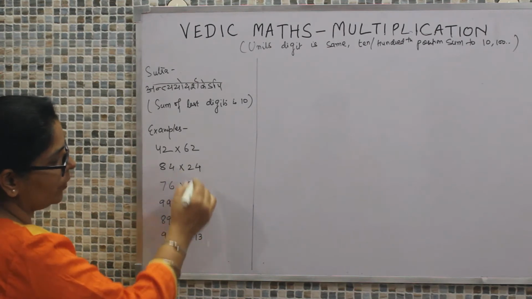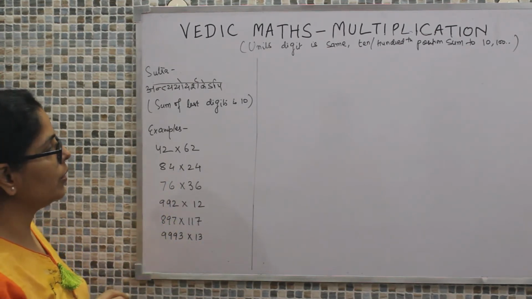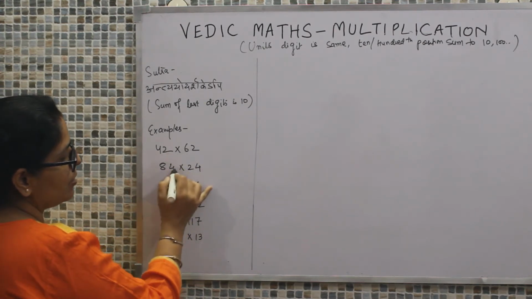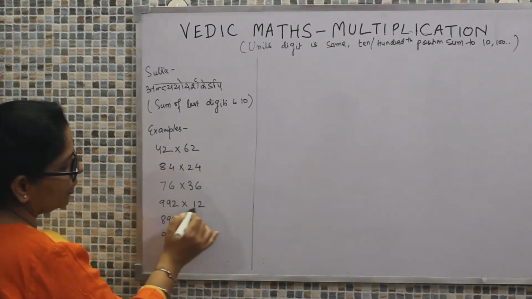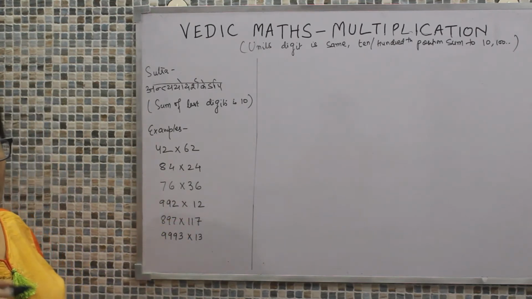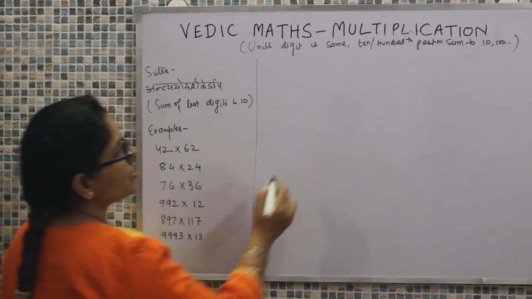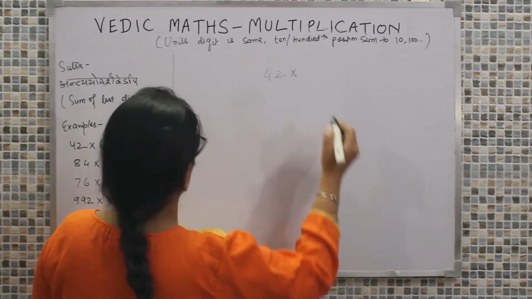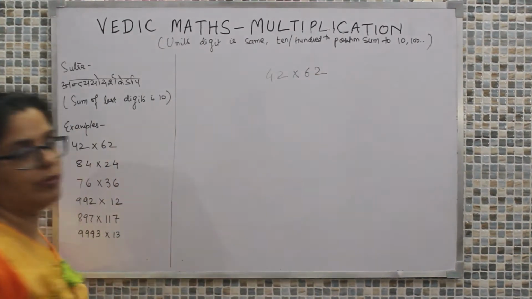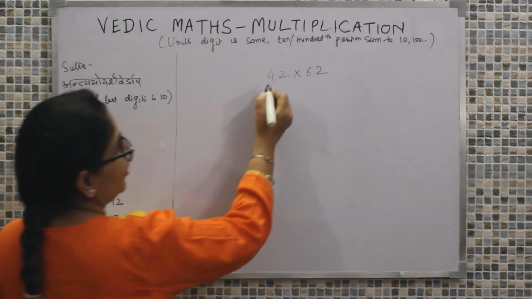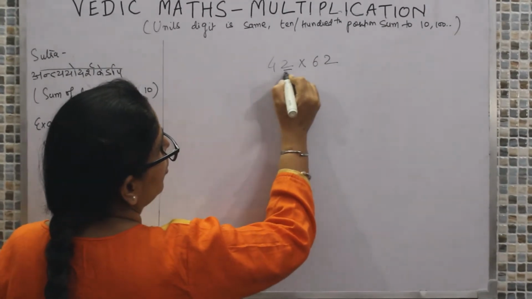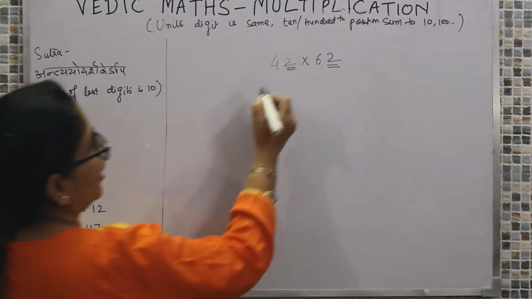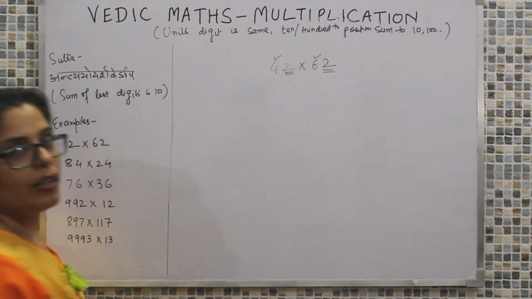So, whatever examples we have identified here, they fulfill the condition that the units place needs to be the same and the tens and hundreds positions sum up to either 10 or 100. Now let's take the first example, 42 into 62. We have 2 as the units place for both, and 4 plus 6 is 10.